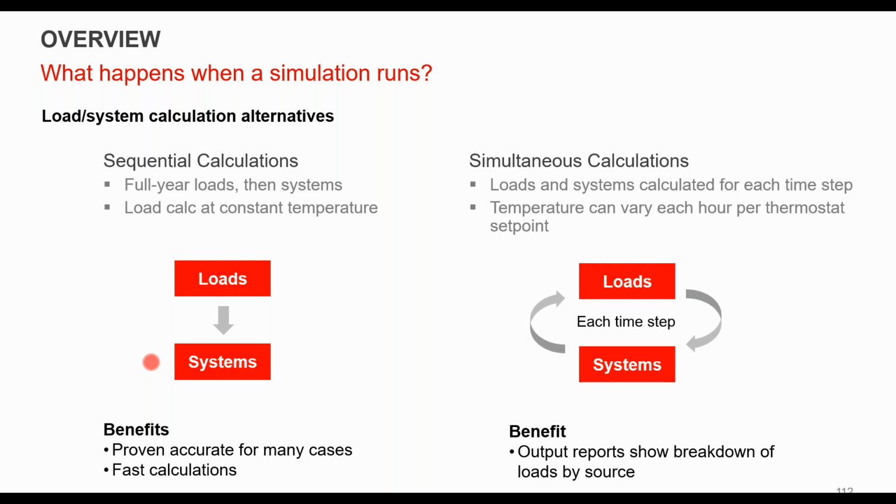So if you have a lot of unmet hours, it's a little bit harder to figure out where they're coming from, but again, it's pretty fast to do that. Whereas if you look at EnergyPlus, it's simultaneous, right? At each time step, the load is calculated and passed to the system. The resultant load that's being met by the system passes the resultant temperature and surface temperatures back to the loads to calculate the loads for the next step.